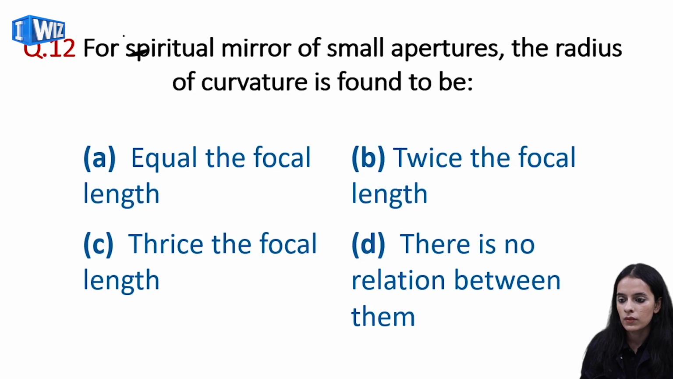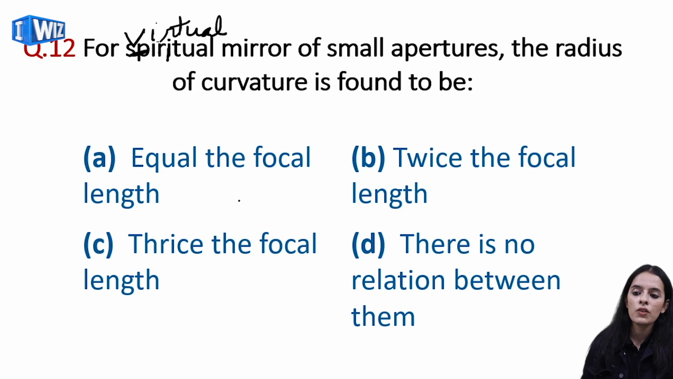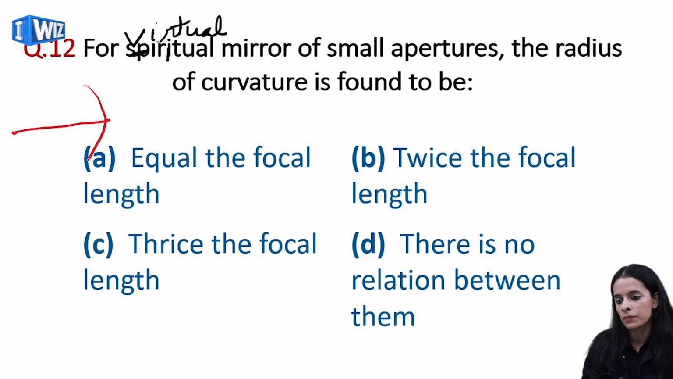For a virtual mirror of small apertures, the radius of curvature is found to be... Radius of curvature is what? It's the distance between the center of curvature and the pole. That is called the radius of curvature.